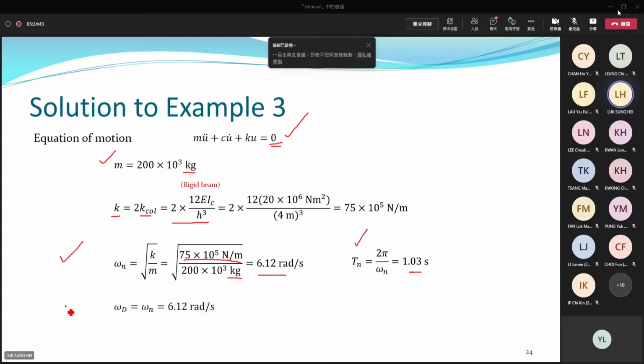Damped frequency. For our free vibrations, we have damped frequency approximately equal to the natural frequency of the undamped system, for small damping, 6.12 radian per second.